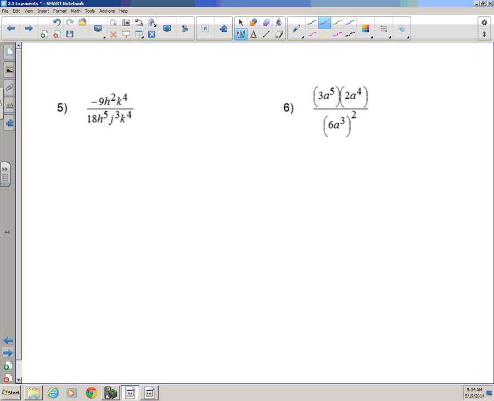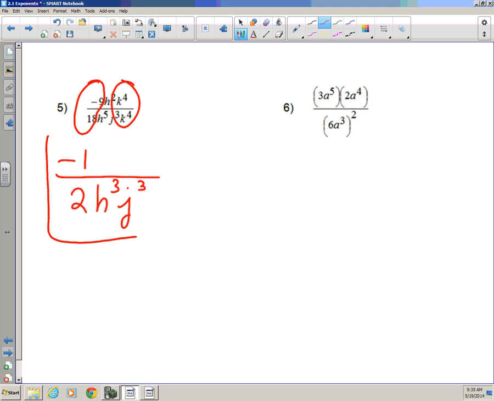Number 5, no negative exponents. So let's take this thing piece by piece. If I look at just my numbers, negative 9 and negative 18 is negative a half. H's are more on the bottom by 3. J's are only on the bottom by 3. K's are the same. They cancel out, become a 1, and there's no reason to include a K. There's your final answer, negative 1 over 2H3J3.